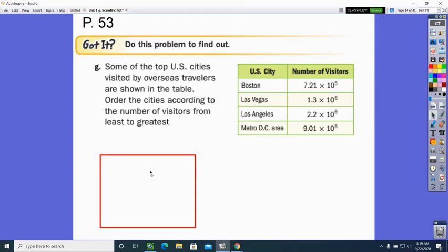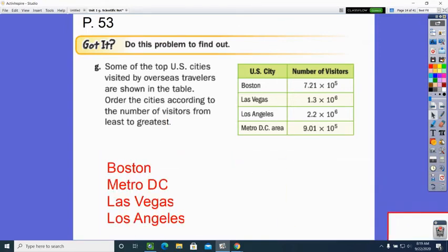Okay, so let's see how you did. It should have been Boston, the Metro DC, Las Vegas, and then Los Angeles. So if we look here, we're looking for the smallest this time. They're all in proper scientific notation. So it looks initially tied between Boston and DC, but then you come to the number in front, and this time we're looking for the smallest. So that's why Boston went first and DC went second. Now when we go to the power of 6, we're again looking for the least this time. Las Vegas is smaller than Los Angeles.